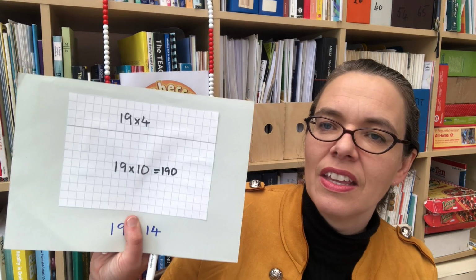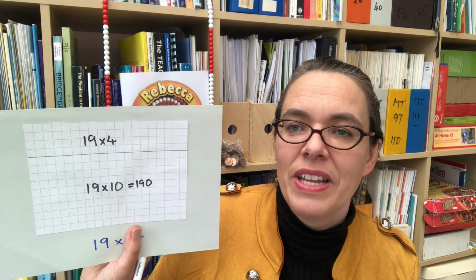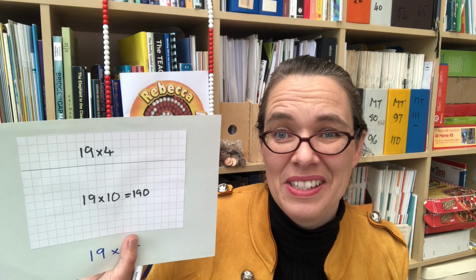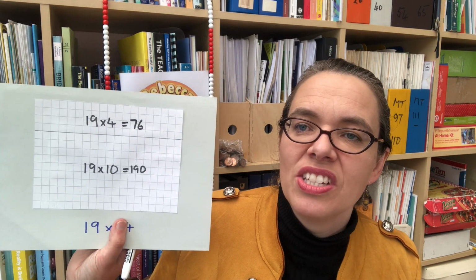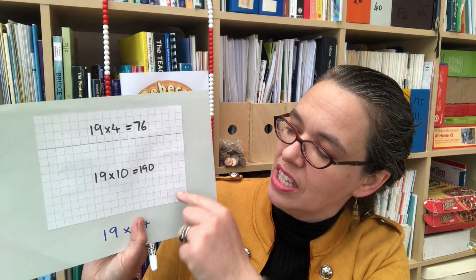So 19 times 10 is 190. 19 times 4, well, we can review short multiplication if we need to. We can use Dienes apparatus, or we can use mental methods. We could do 20 times 4 and knock 4 off, or any other method that works, there's plenty, to find out that that is 76. And then we can just add 76 to 190. Well, 10 of it takes us to 200, so we've got 266.